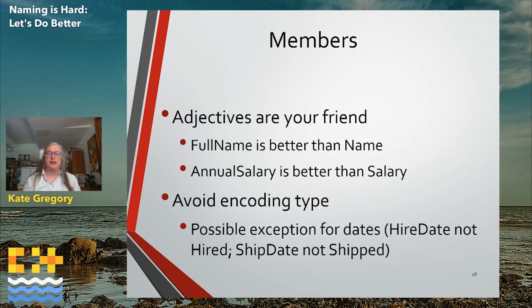The reason I like hire date and ship date instead of hired and shipped is that hired and shipped might make you think that they were flags. Has this person been hired yet? Has this order been shipped yet? Right? And so that's why putting a name in there that fits into how people would talk conversationally, like hire date and ship date, I think it's a better fit than something that could be ambiguous.